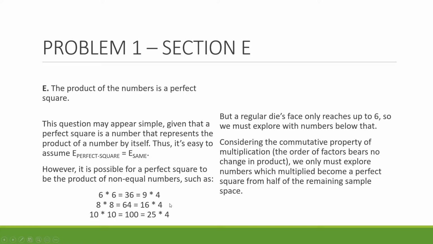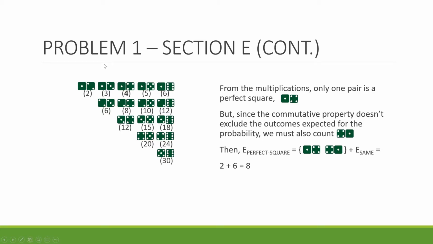Here we're only focusing on our regular dice faces, which go from 1 to 6. So we need to explore from those numbers. Also, to make our life easier, there is the commutative property of multiplication, which basically states that the order of factors bears no change in the product. So we only need to examine half of the sample space as divided by the diagonal of the same numbers. So in this case, we get 1, 2, 1, 3, 1, 4, 2, 3, 2, 4, 2, 5, 3, 4, 3, 5, 4, 5, 5, 6. The whole triangle, if you will.